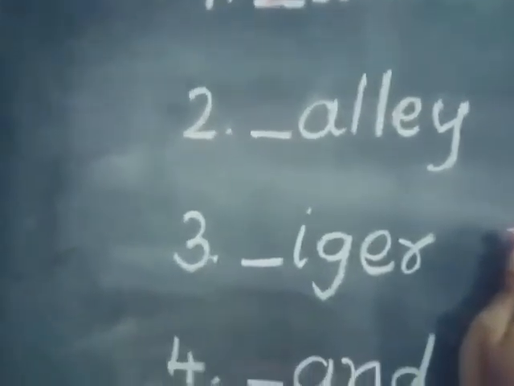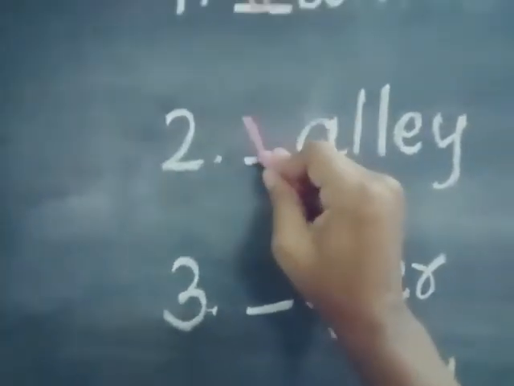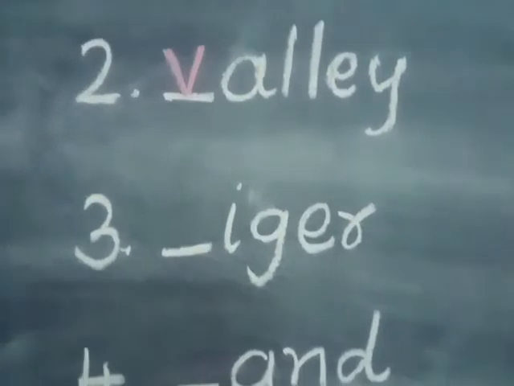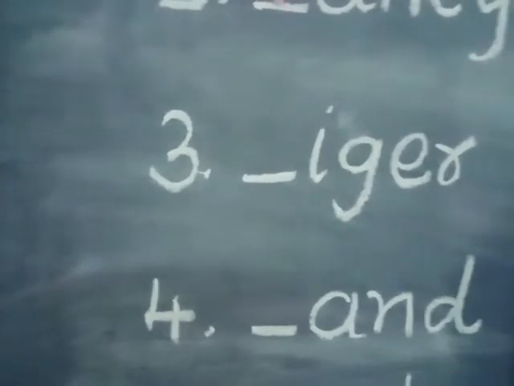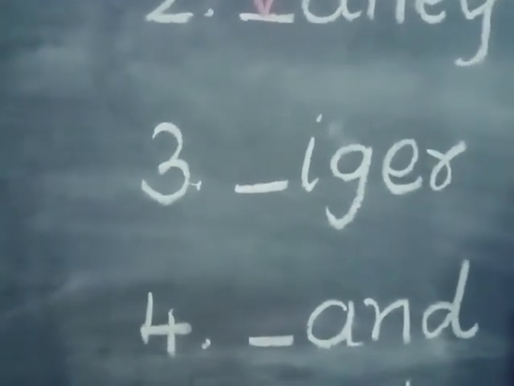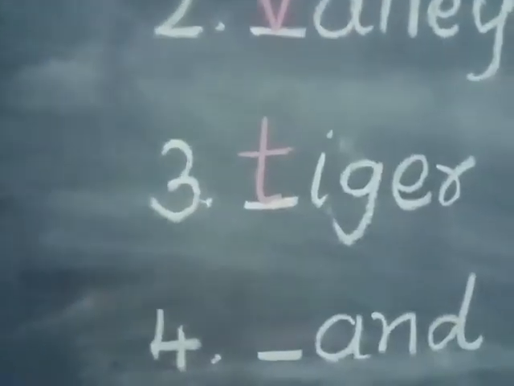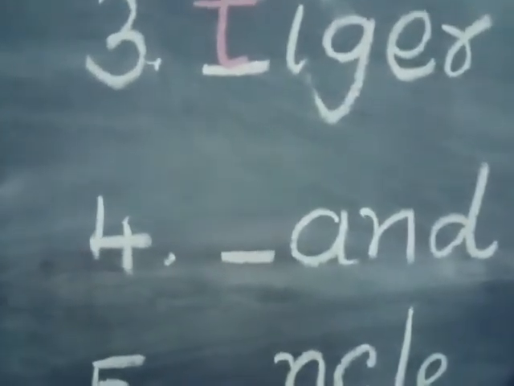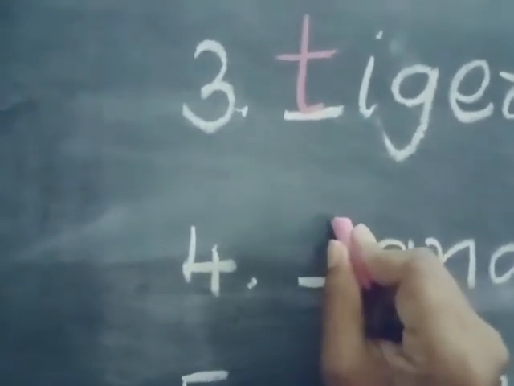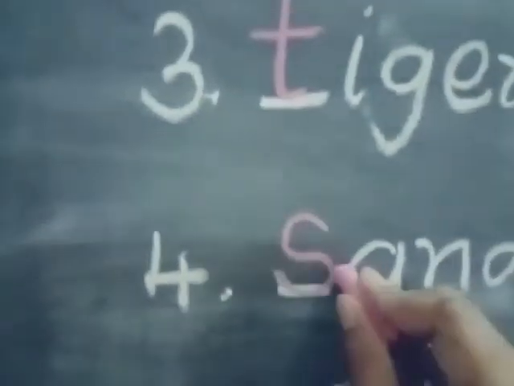Next word, valley. So identify which letter it is? Valley. V for valley. Okay. So next, tiger. So identify the first sound. Tiger. Okay. Very good. Next, sand. So fill the letter S. Yes. Okay. Sand. Got it, children?